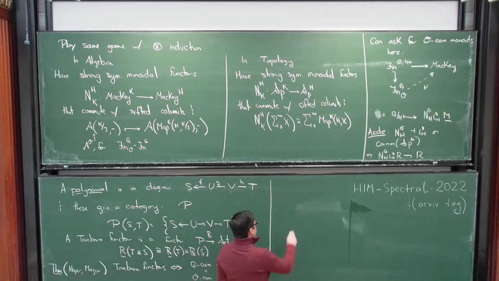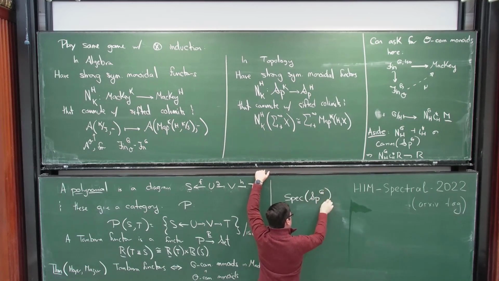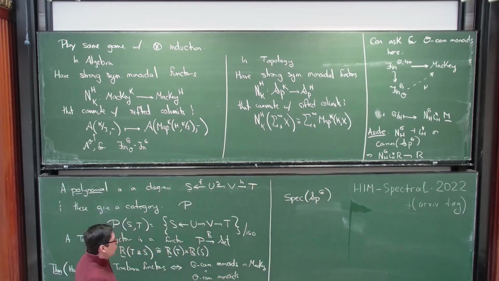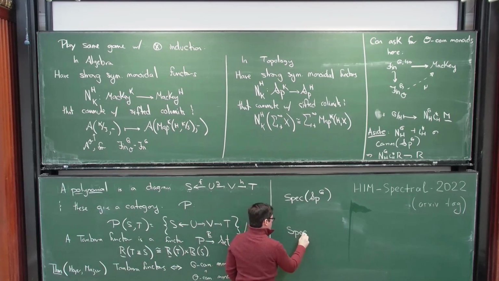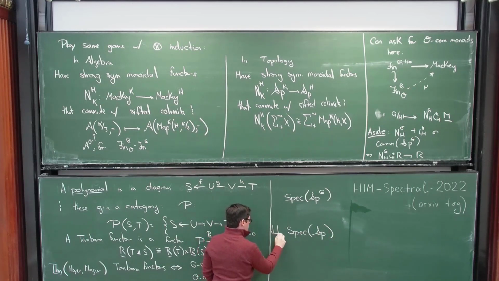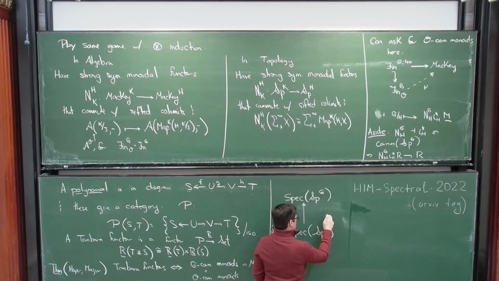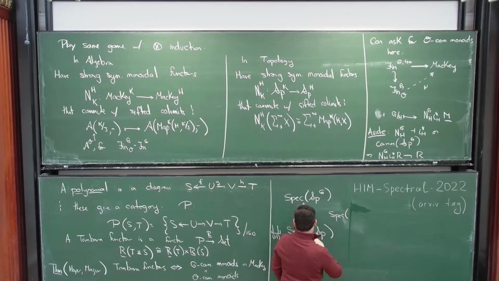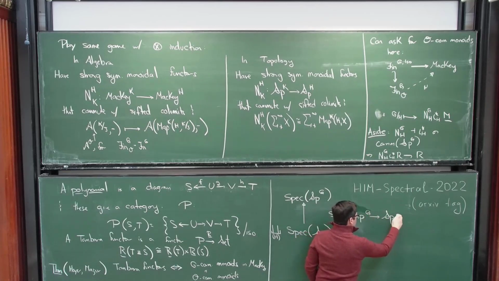Okay. So if I look at the Balmer spectrum of G-spectra, then this was worked out by Balmer, and they showed that I can recover this out of a bunch of copies of the Balmer spectrum of just spectra. And I'm going to take a copy for each conjugacy class of subgroups. And this is like a bijection on points, and the map here is, you basically just consider the spec of the strong symmetric monoidal maps given by the H geometric fixed points.